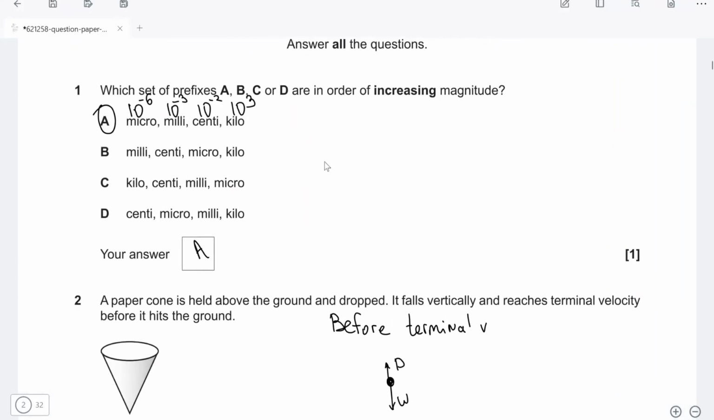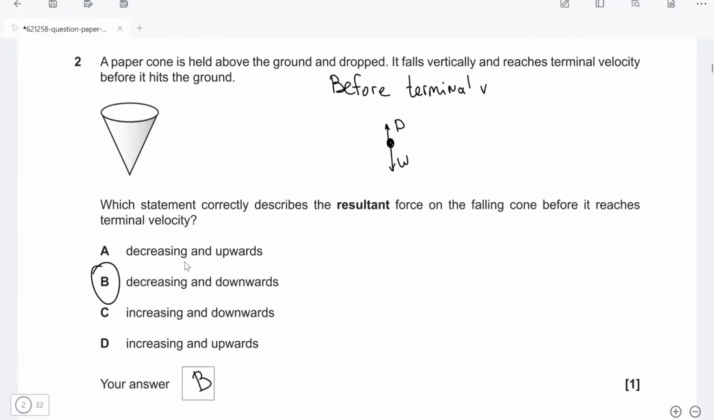So, which set of prefixes A, B, C, or D are in the order of increasing magnitude? Well, if we have a look at A, we have micro, which is 10 to the power of minus 6, milli is 10 to the power of minus 3, centi 10 to the power of minus 2, kilo is 10 to the power of 3. So straight away we can see that question 1 has A as the correct answer.